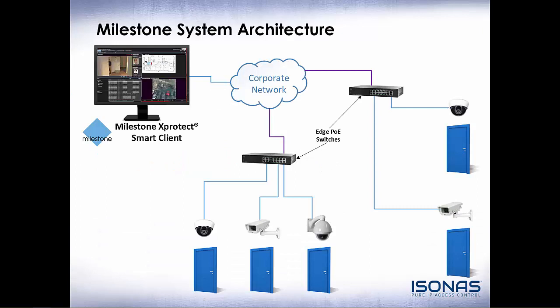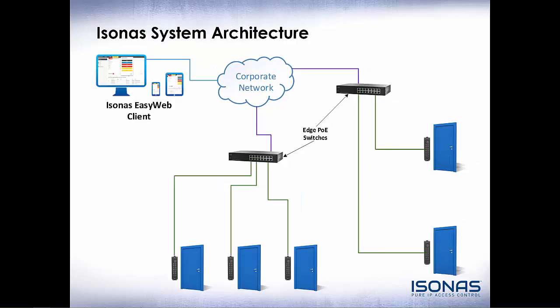This unique solution provides for a seamless integration using the existing Milestone architecture that you are already familiar with. The Isonas system uses the exact same infrastructure, providing additional benefits over traditional access control systems. Isonas is easier to install and operate. We are more flexible and scalable as an IP-based edge device. Overall, the system is less expensive, and our technology is proven in the field.